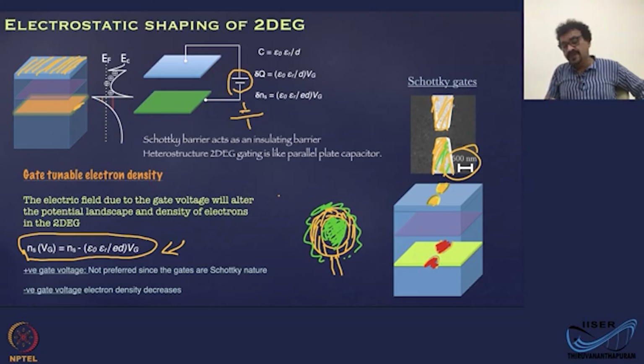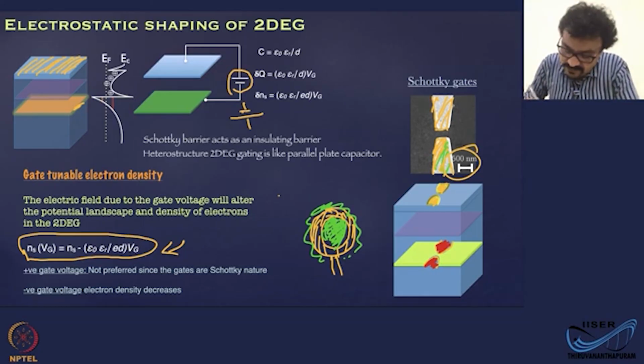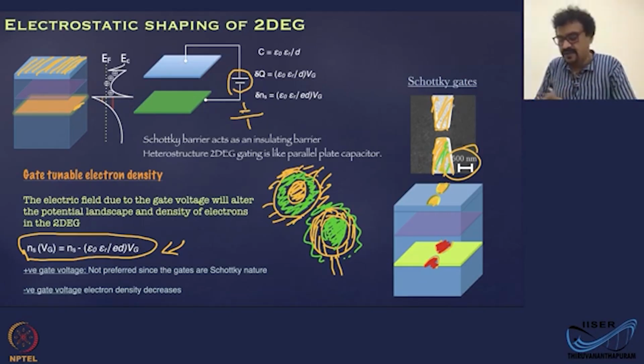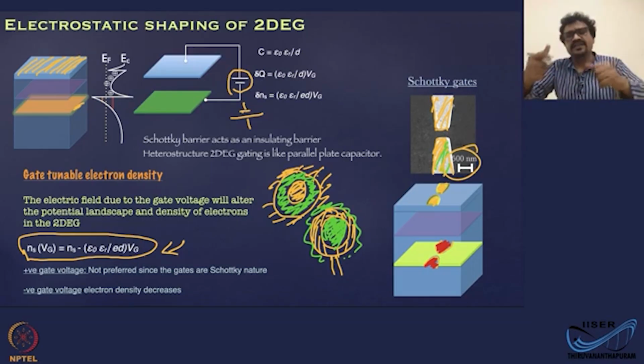In contrast, you can make another gate pattern. Say the gate is like this, a gate is here and a gate is here, then you will get electrons in the middle. You get a ring of electrons in the two-dimensional electron system. So whatever shape you have in the gate pattern, you get a mirror image of that.